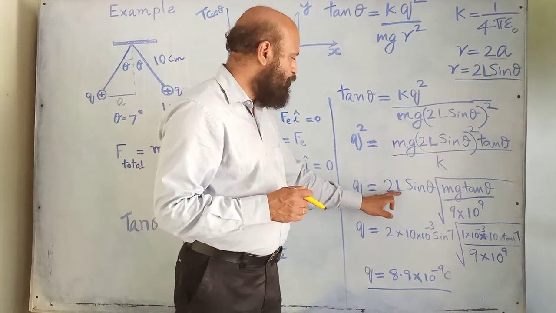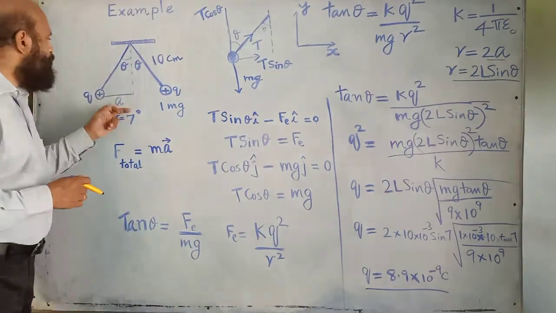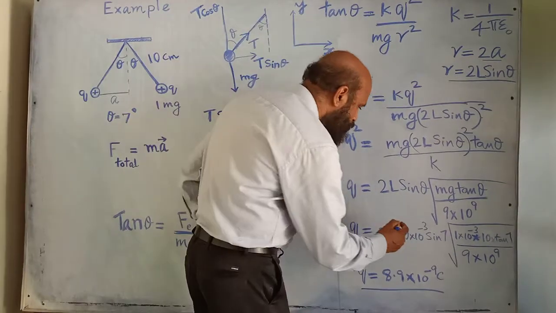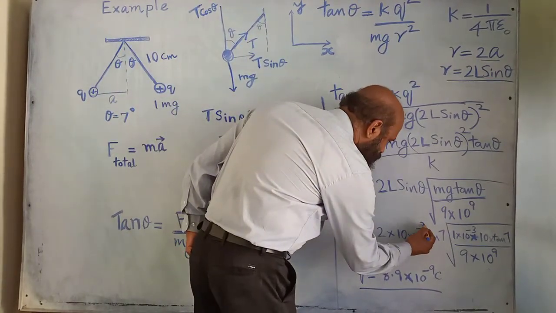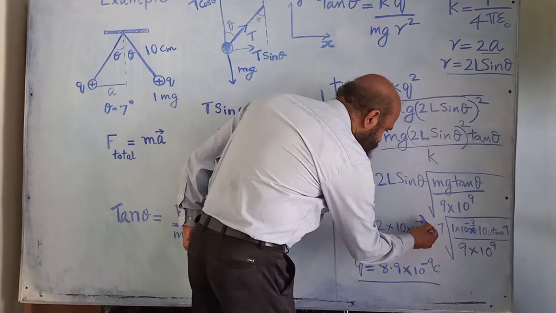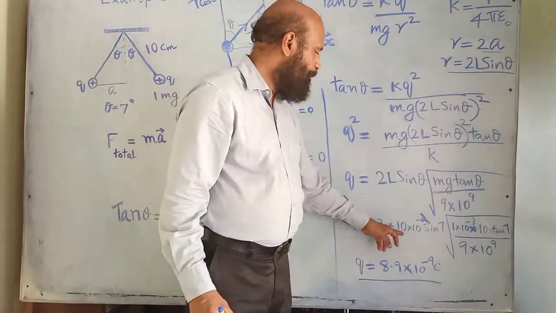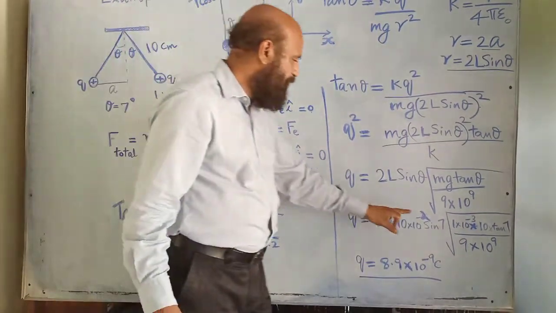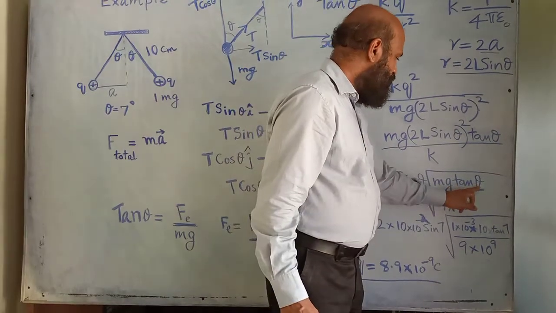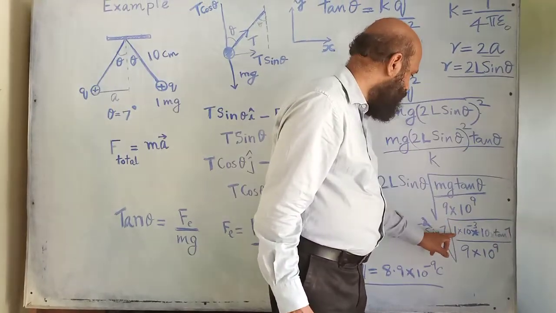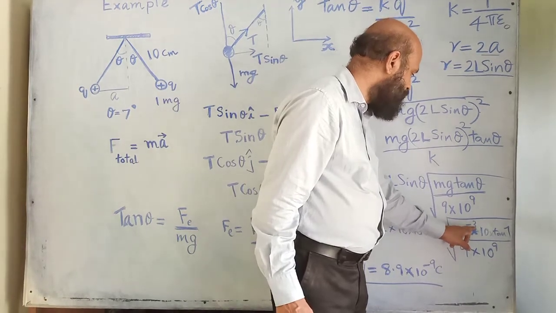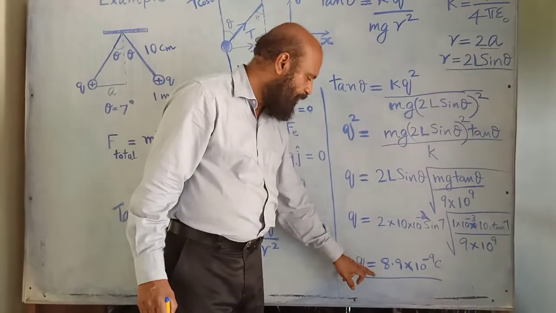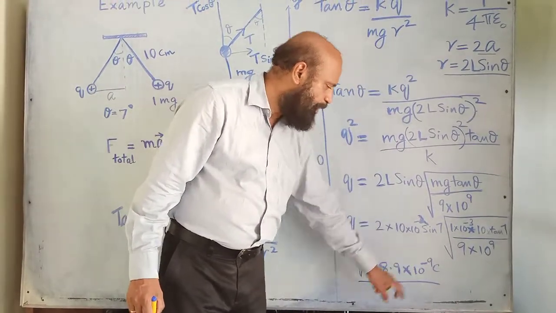Then substitute the values. L, the length of the string, is 10 centimeter, so 10 into 10 raised to minus 2 meter. Then sin theta, this angle is 7, so substitute theta as 7. Mass is 1 milligram, so 1 into 10 raised to minus 3. Then after the calculation, we can get this value. Q is equal to 8.9 into 10 raised to minus 9 coulomb.